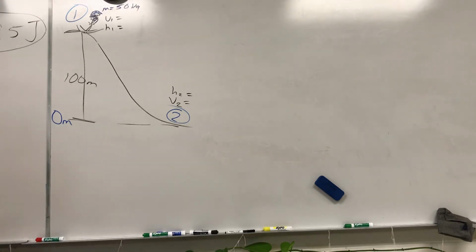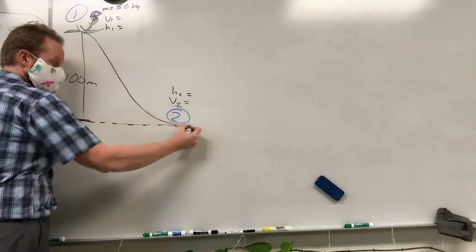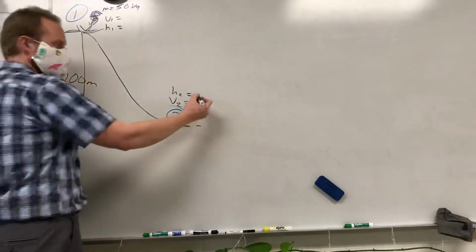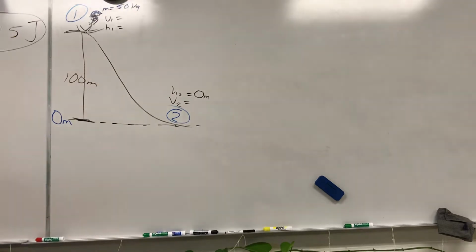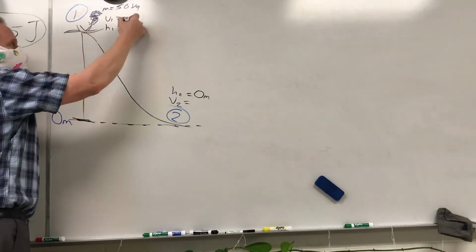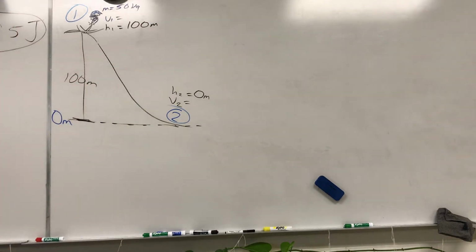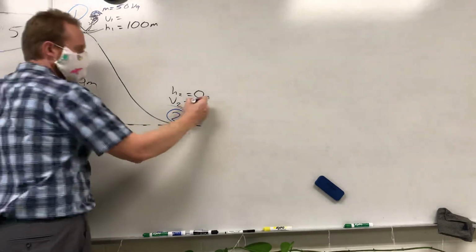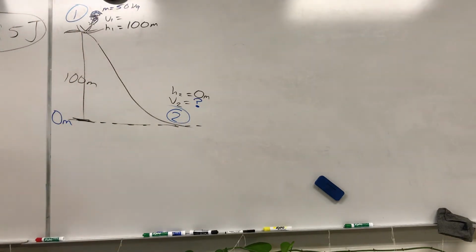So, if we define the lowest point of the hill to be 0, and the skier is at the bottom of the hill, the height of the skier at location 2 is 0, right? He's at the bottom of the hill. He can't go down any further. If this is 0, then from here to here, my H1 is going to be 100. How fast are they going at the bottom of the hill? My V2, that's our question mark. That's what I'm asking you to solve for.